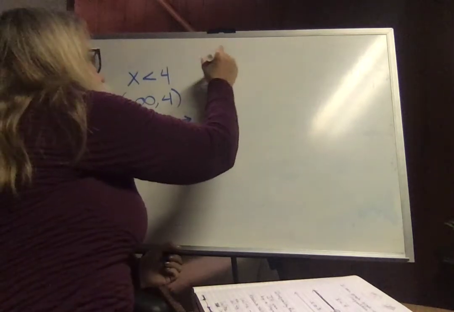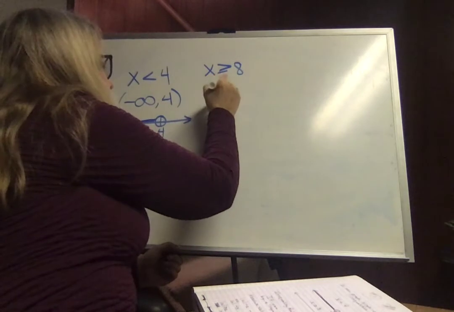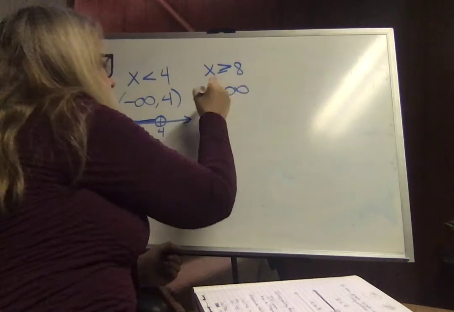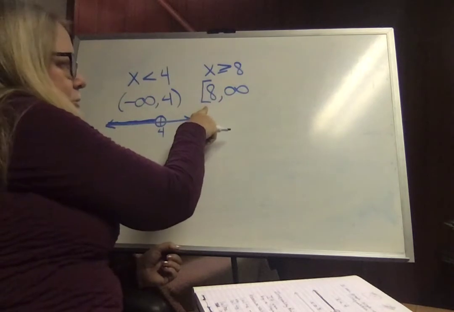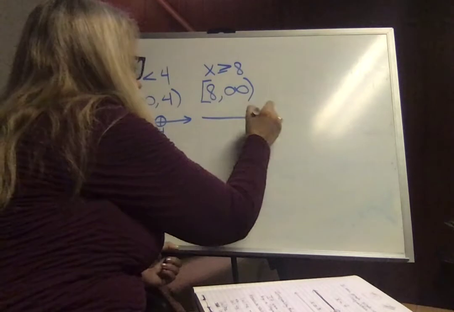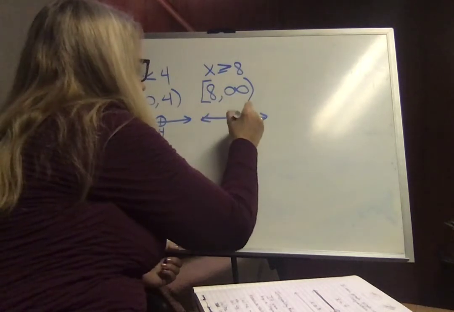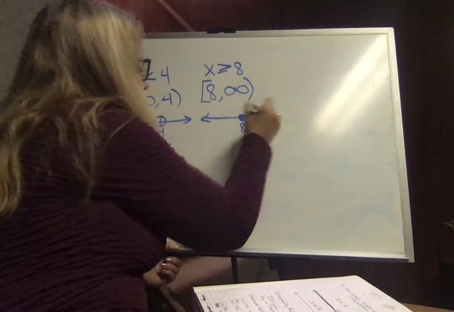Here's another one. x is greater than or equal to 8. This means we start at 8 and go to the right forever. But it can equal 8, so you do this type of marking instead of this. And the graph looks like 8, that it can equal, so it's solid and then filled in.